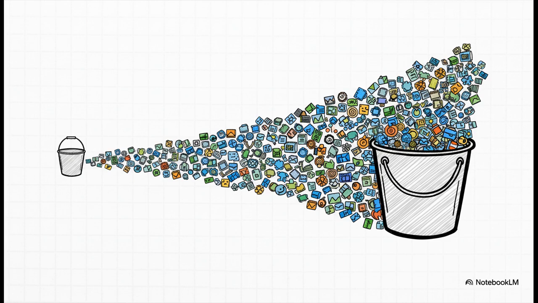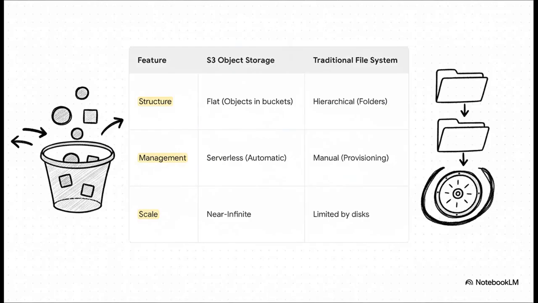It just works. And this chart really spells out the key difference. A traditional file system, like the one on your laptop, is built on folders within folders. That's hierarchical, and it's limited by your disk size. S3, on the other hand, is a flat world. You just have objects sitting in buckets. It's managed for you, and its scale is practically infinite. That flat structure is the secret sauce that lets it grow in a way a folder-based system never could.